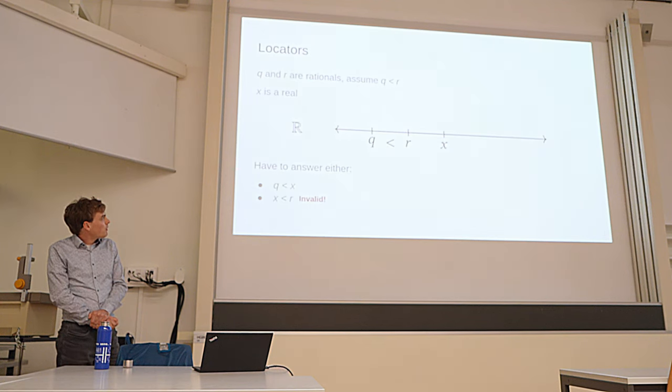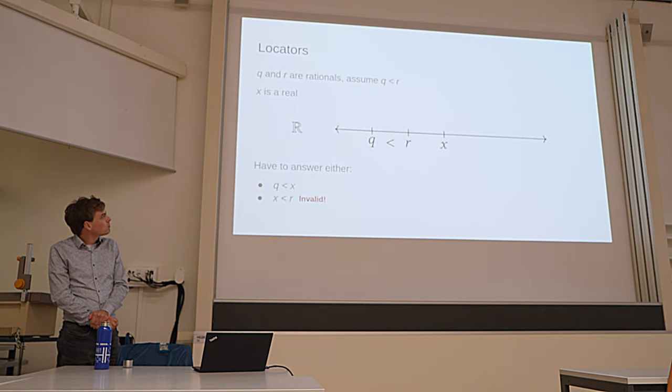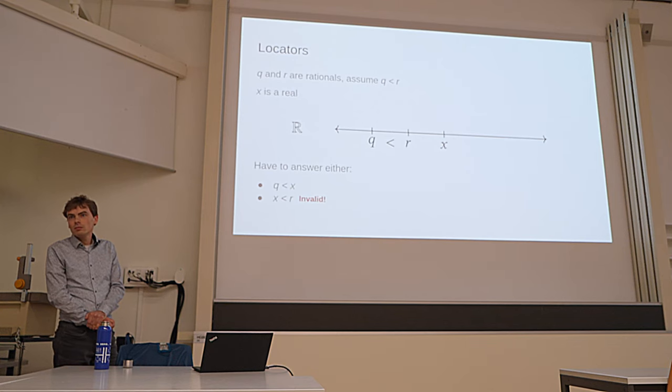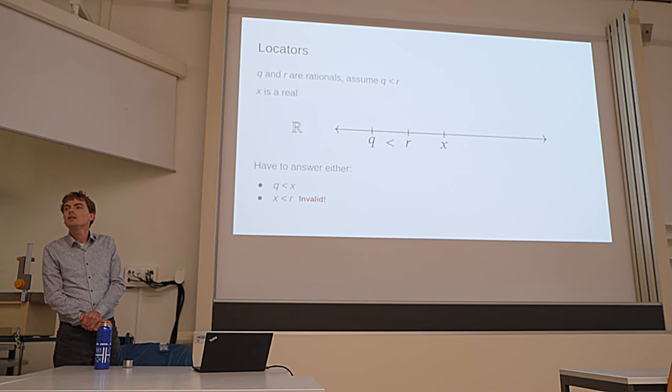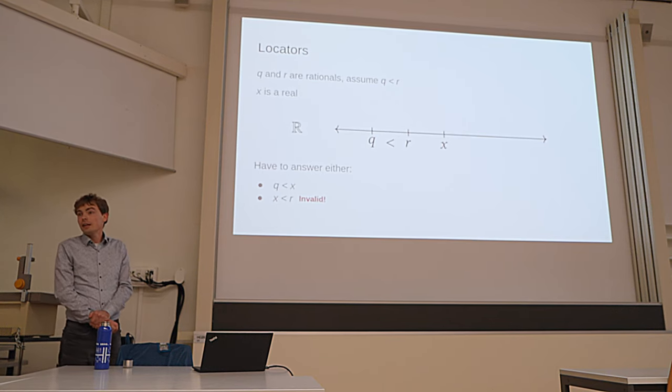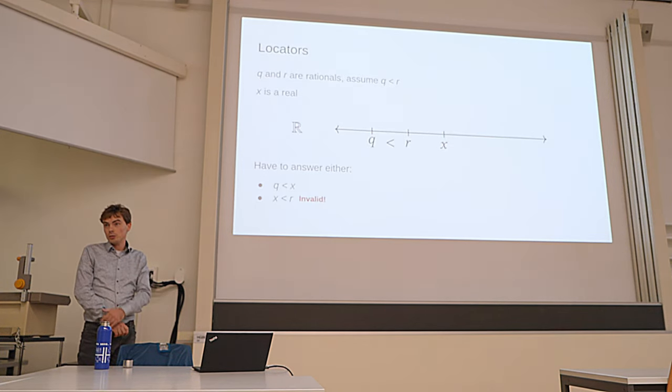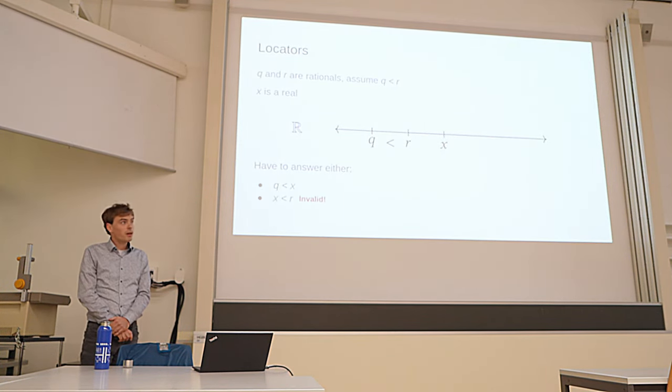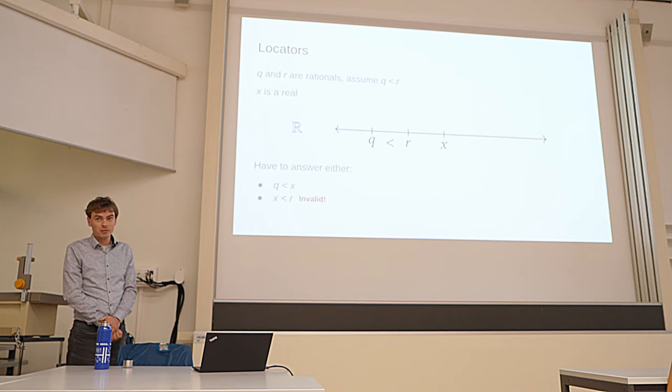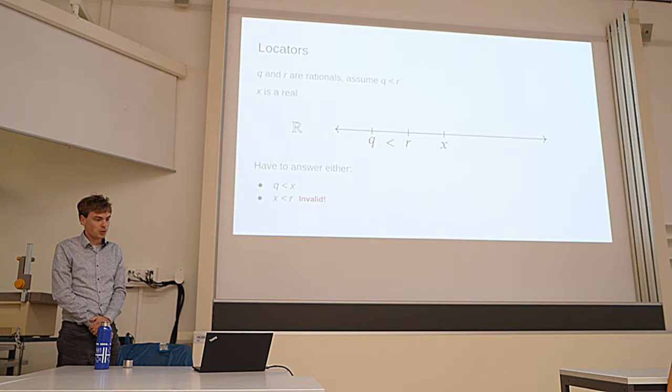And then finally, what happens if it's here in the middle? Both are true, right? So it can answer either, and that's fine. It only needs to answer one. It has to provide an answer, and it can make a choice what it wants to do. So in particular, locators for a given real number are not unique. We don't have a unique representation.